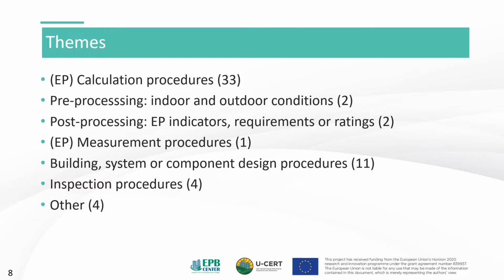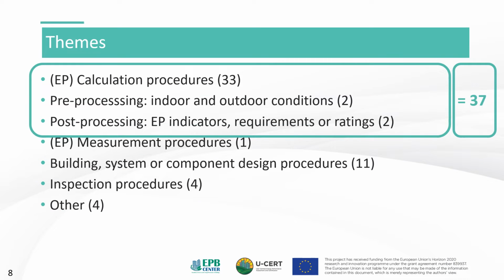We can also make a distinction in EPB standards regarding the themes. We distinguished the following themes: on EP calculation procedures itself, on pre-processing, post-processing, EP measurement procedures, but also building system or component design procedures, inspection and others, for instance, economic evaluation procedures. Only the first three themes are relevant for the calculation procedures, and that brings us to 37 standards.